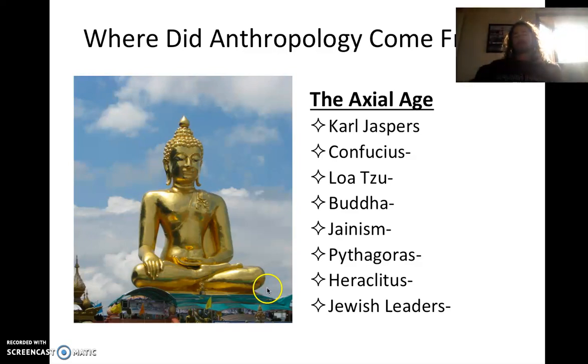And then Jewish leaders as well. Now, all of these guys are up here, and you could say that people had thought of these things in terms of theoretical and where do I fit into this universe for a very, very long time. The difference is that things start to get written down here. So again, human beings have been doing anthropology for a very long time, but these are the individuals who are going to take that theory and move it into writing and canonize it.